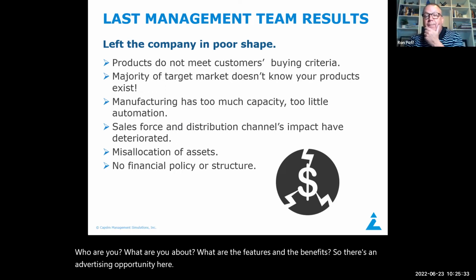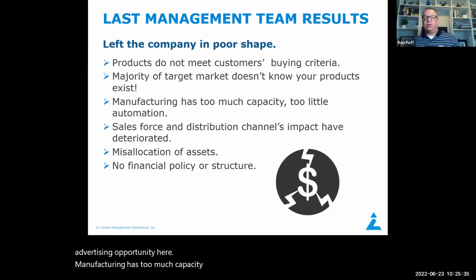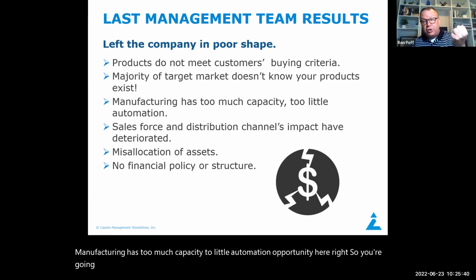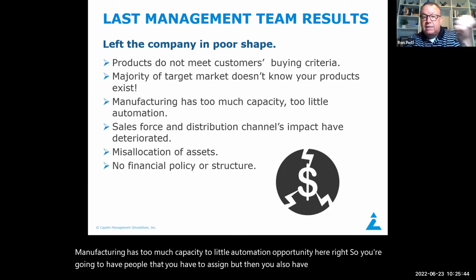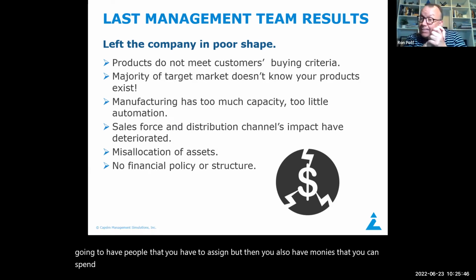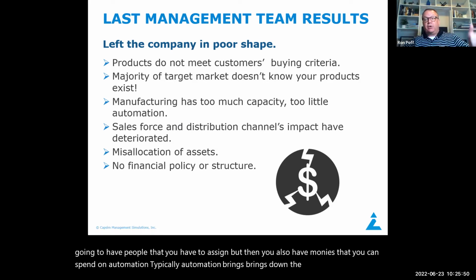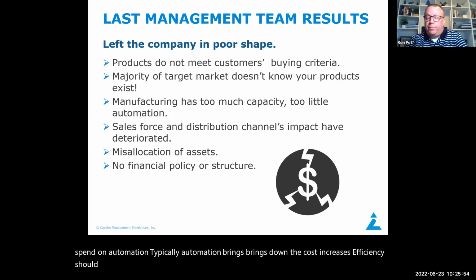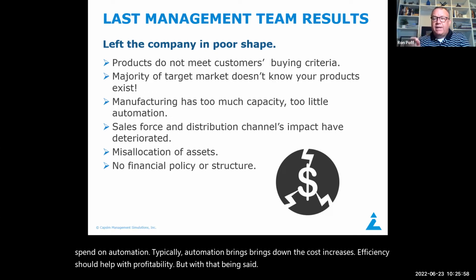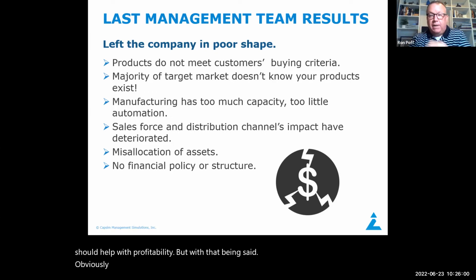Manufacturing has too much capacity, too little automation. Opportunity here, right? So you're going to have people that you have to assign, but then you also have monies that you can spend on automation. Typically, automation brings down the cost, increases efficiency, should help with profitability. But with that being said, obviously automation costs. So be aware of that.